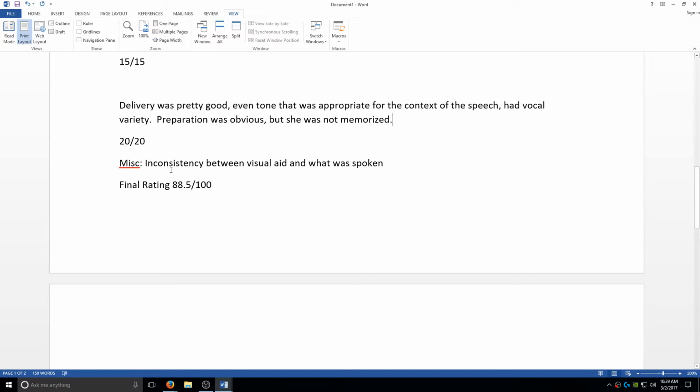Some miscellaneous stuff. I also chose this particular example because she did incorporate a visual aid. As you can see, there was a computer monitor behind her. It looks like she was in an office of some kind. However, the visual aid was pretty good. The monitor was somewhat clear and easy to see.